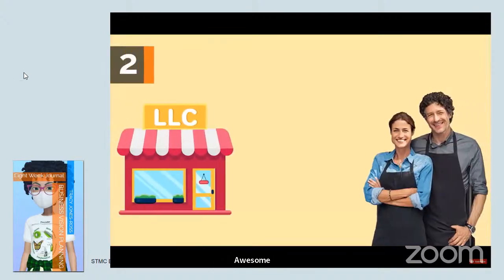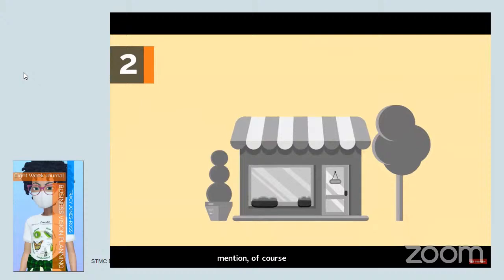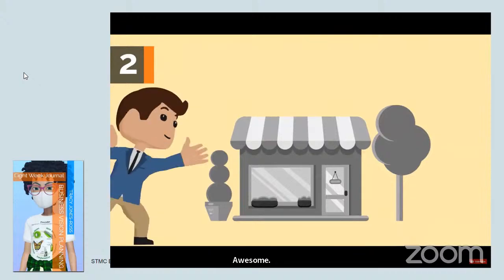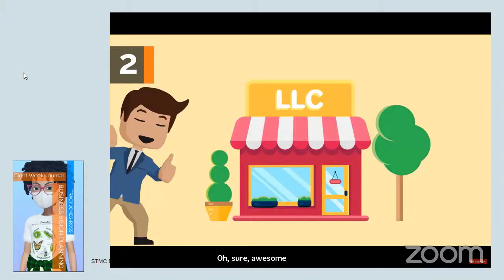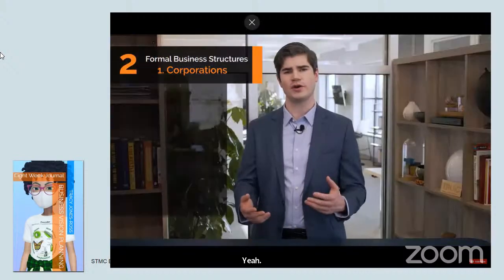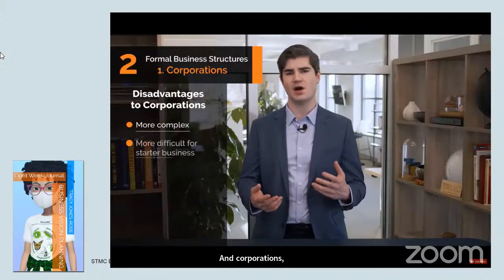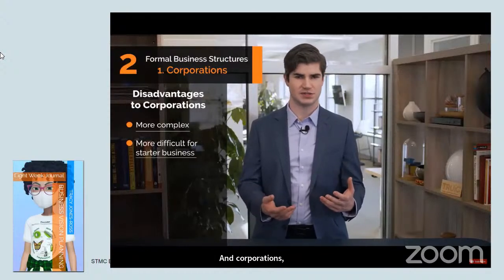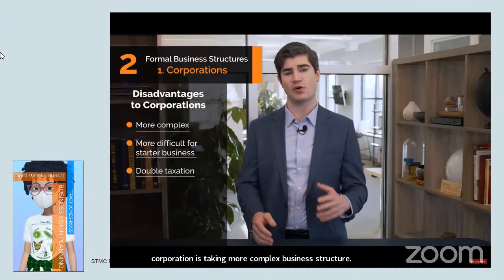As mentioned before, one of the biggest benefits of choosing a formal business structure is the personal asset protection it provides. In addition, formal business structures also add credibility to your business that informal business structures don't provide. There are two options for formal business structures: corporations and LLCs. Corporations tend to be more complex than other business structures. Corporations also have double taxation, which means that your profits are taxed twice.